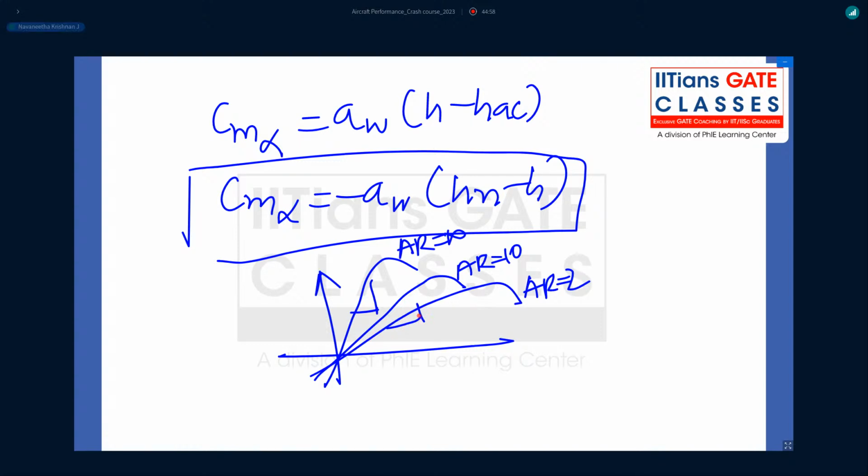Now, if you see, the lift curve slope has decreased when aspect ratio decreased. That means when aspect ratio is decreased, the lift curve slope decreases, thereby Cm alpha decreases, thereby your stability decreases. This is CL versus alpha. Any doubt?